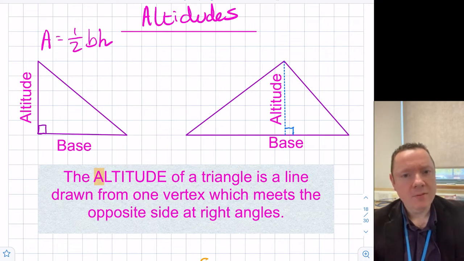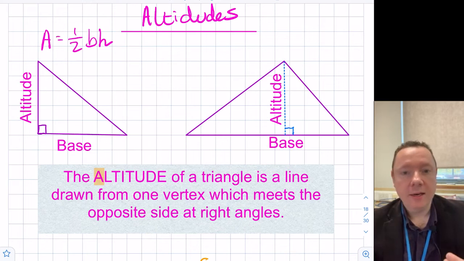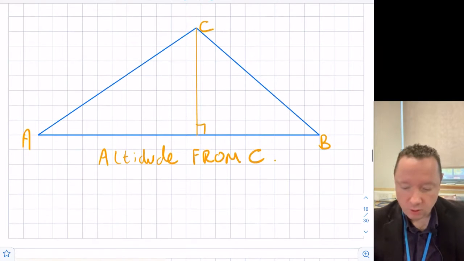If you go back to my previous video on perpendicular bisectors, you will start to realize that a perpendicular bisector is a special type of altitude. It's an altitude that cuts a line in half. It's also therefore called a median, which we will get to in the next video. So if I draw a triangle ABC, and I want the altitude from C, I'm literally saying look at vertex C and draw a line straight down at right angles.